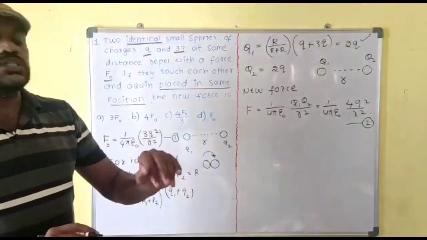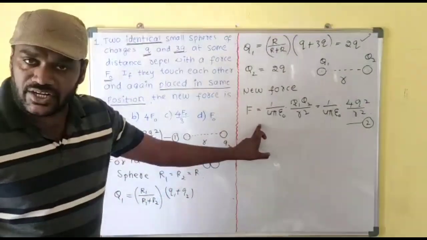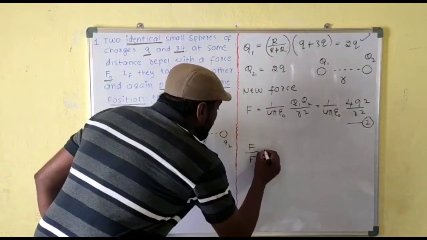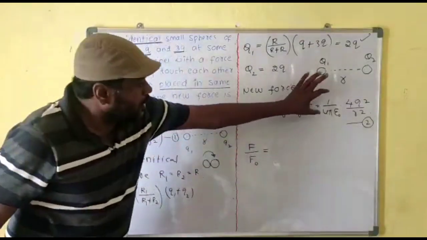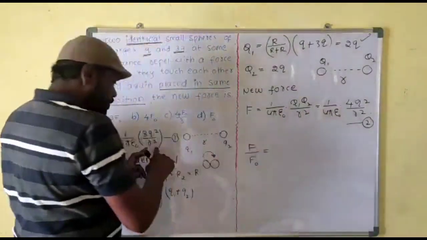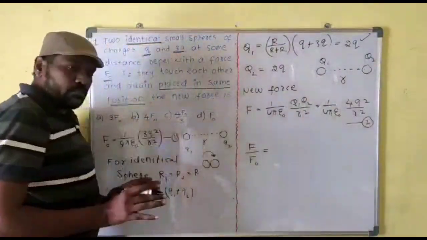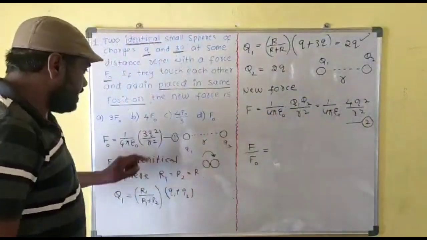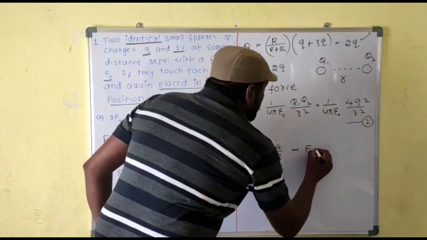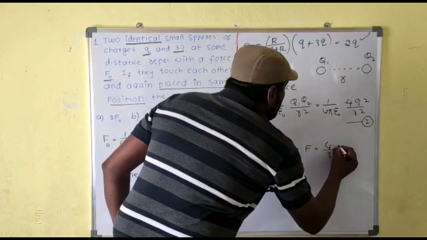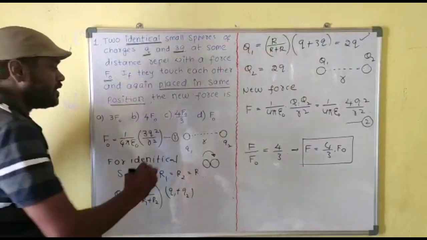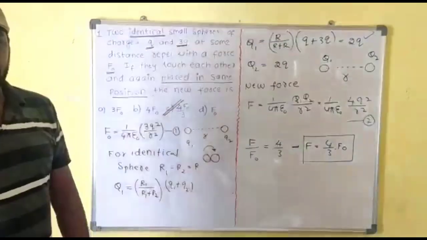Now nothing to do, just take the ratio of the second equation to the first equation. F by F naught is equal to, you see, 1 by 4 pi epsilon naught in both cancels, R square in both cancels, Q square in both cancels. But here 4 is there, here 3 is there. Therefore you get 4 by 3. So the new force F is equal to 4 by 3 into F naught. This is the final answer. Therefore out of the 4 options, the third option is the correct one.